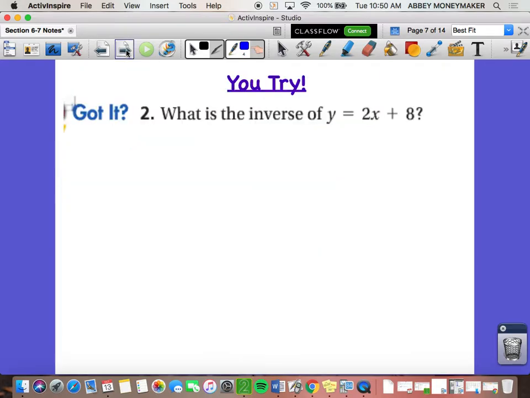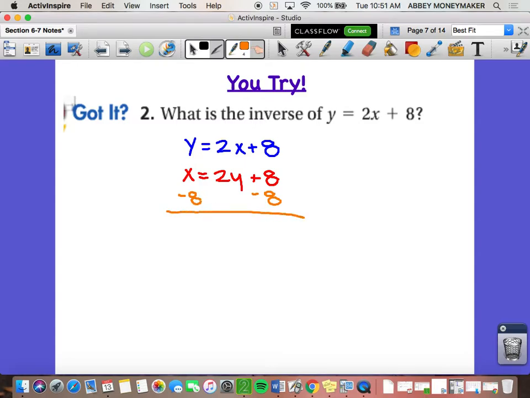Let's try that again. For this problem, it says, what's the inverse for y equals 2x plus 8? So I'm going to start with y equals 2x plus 8. I'm going to switch the x and the y. So I have x is equal to 2y plus 8. And now I'm going to solve for y. So I'm going to subtract the 8 from both sides. I have x minus 8 is equal to 2y. I'm going to divide both sides by 2.